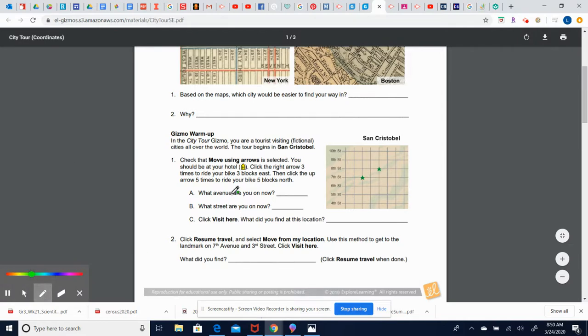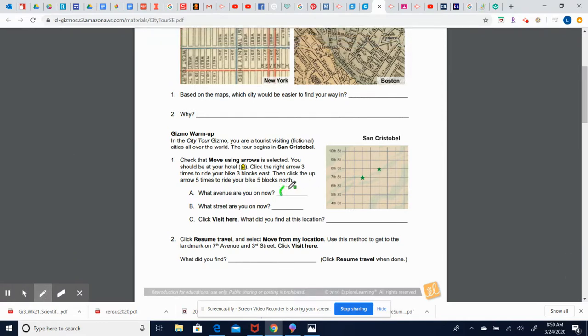Okay, so then you would come back to your document. You'd write that you are on 3, 4. And we were now on 4th Street. Oh, I'm sorry. See, this is why it's important to read all the directions. It wants to know what avenue we're on. 3rd Avenue and 4th Street.